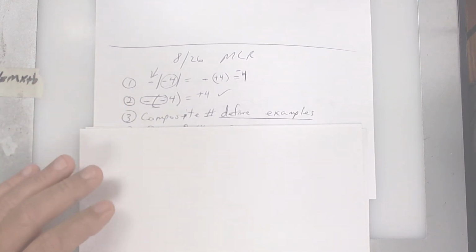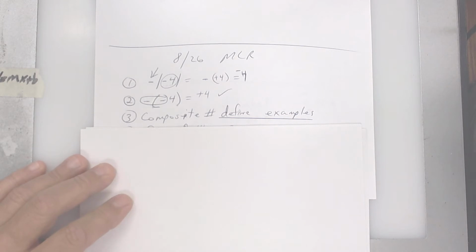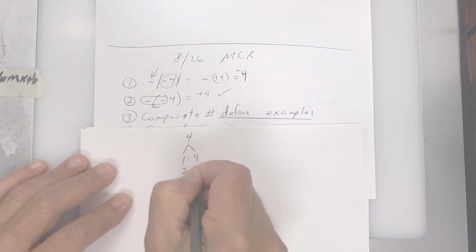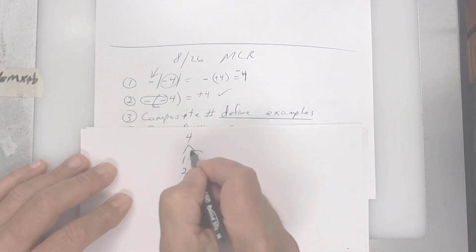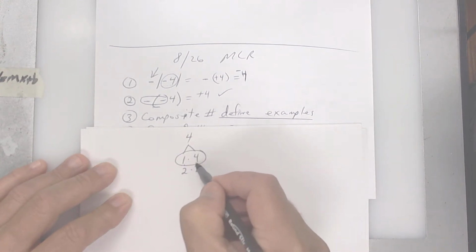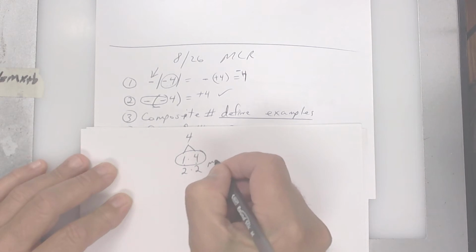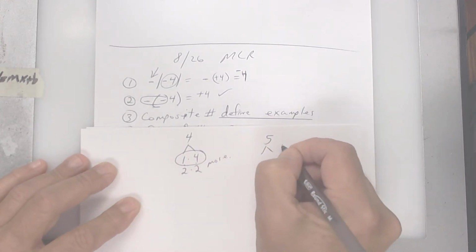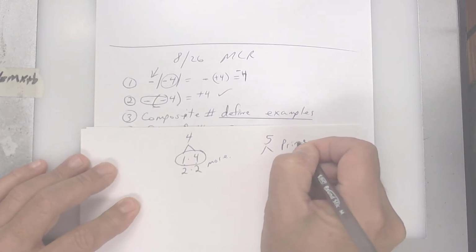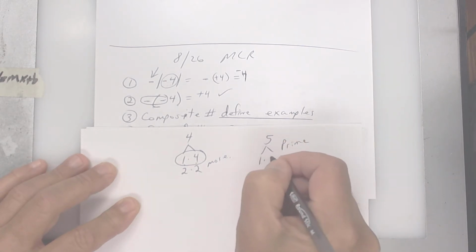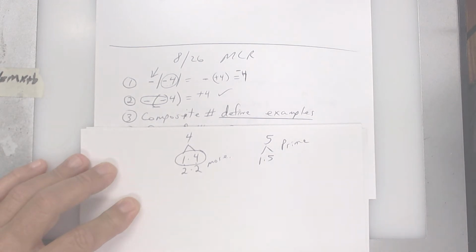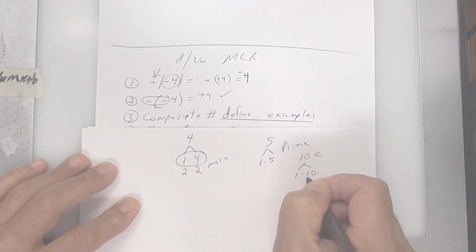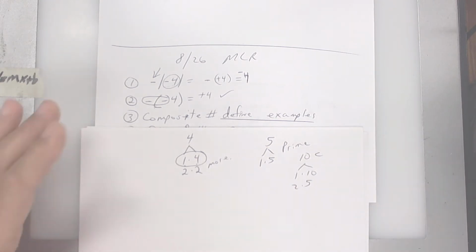A composite number is like 4. 1 times 4 and 2 times 2. Composite means it has more than 1 times itself. So if it has more factors, it's composite. Like 5, 5 is prime, because the only thing for 5 is 1 times 5. Nothing else. 10 is composite. It's 1 times 10, 2 times 5. All right, let's move on.